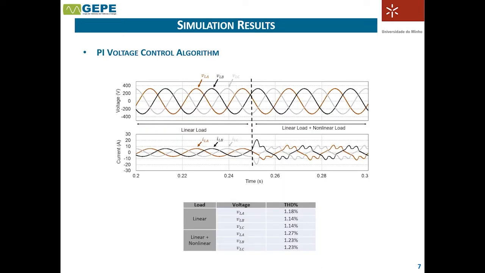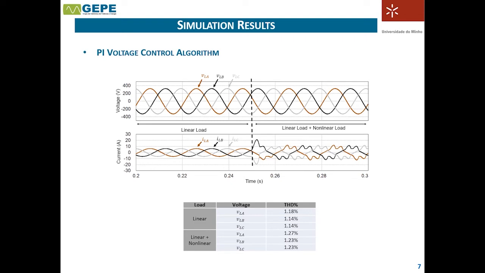The first simulation result obtained is using PI control applied to the VSI. The simulation starts with the linear load connected to the electrical system, and at 0.25 seconds the nonlinear load is added. With this simulation, it is intended to differentiate the behavior of the control algorithms in two different load situations, and also to verify their response in transient with the addition of the nonlinear load.